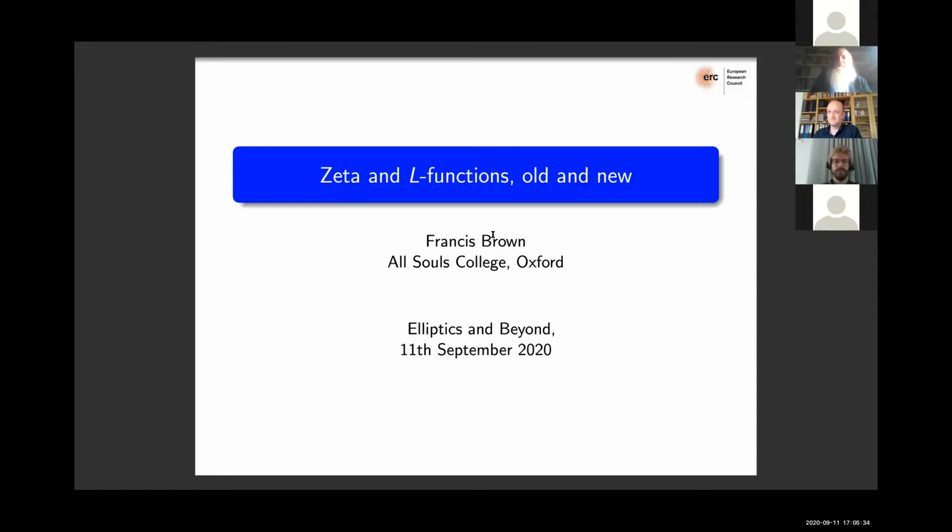Before I forget, let me just say from the very beginning that an L function is a more general version of a zeta function. So the words zeta and L are sort of mixed up historically, and I will flip between the two.